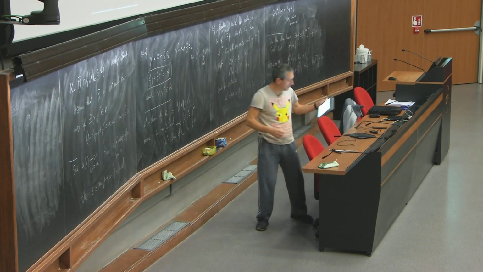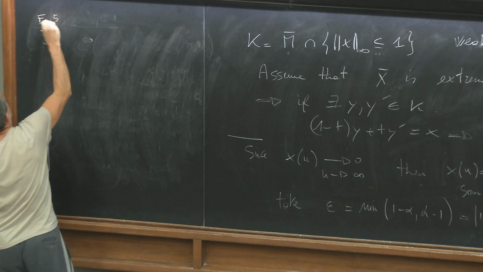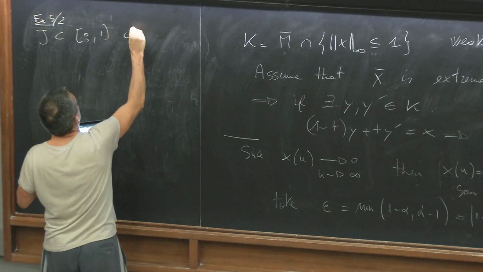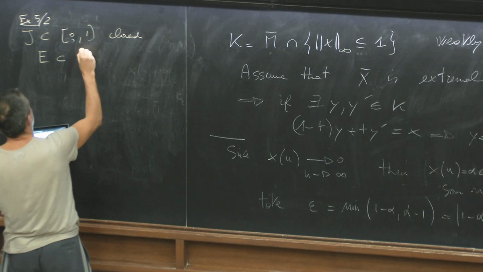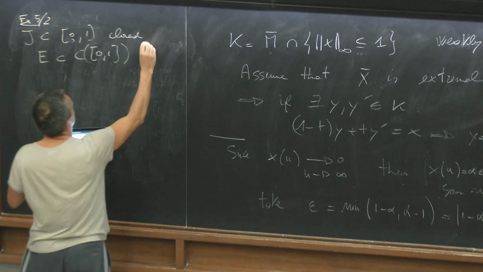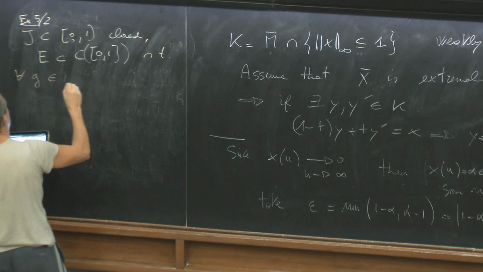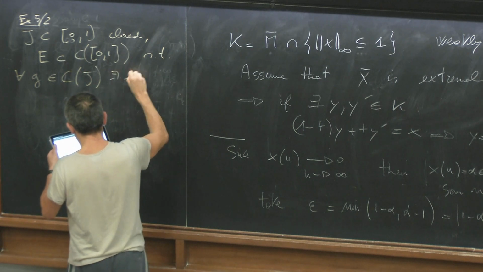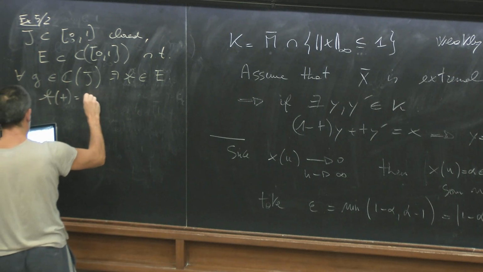So the exercise is: J is contained in [0,1], closed, and let E be a subspace of the continuous functions on [0,1], with the property that for all g in the continuous functions on this closed set, there exists an f in E such that f(t) is equal to g(t).